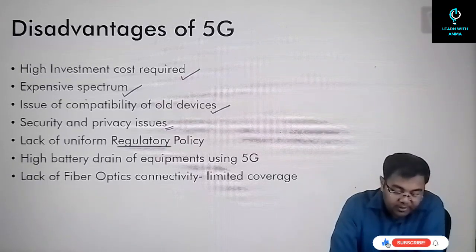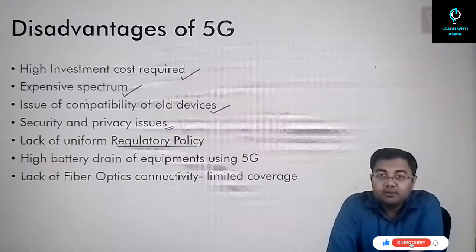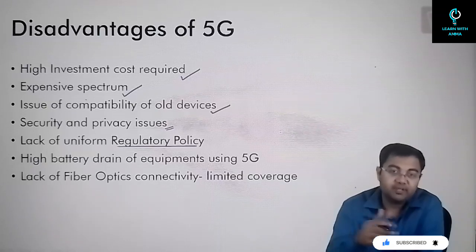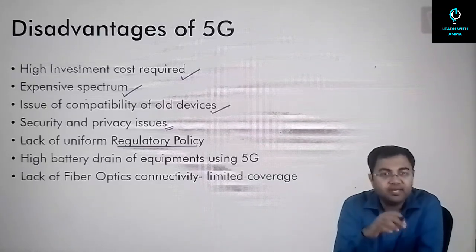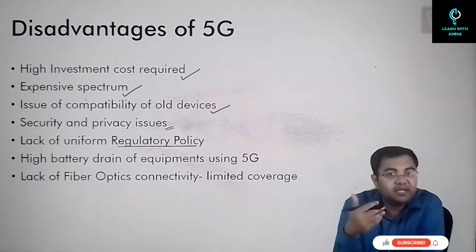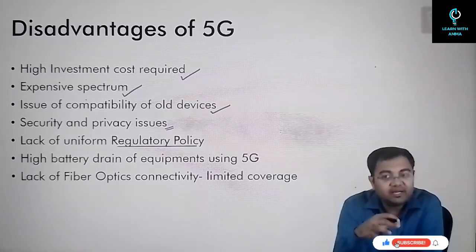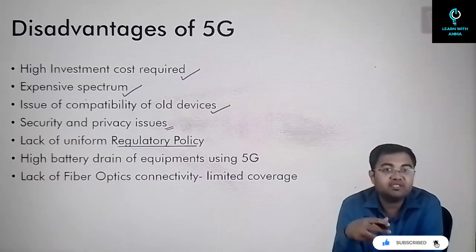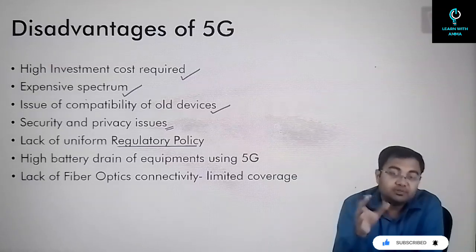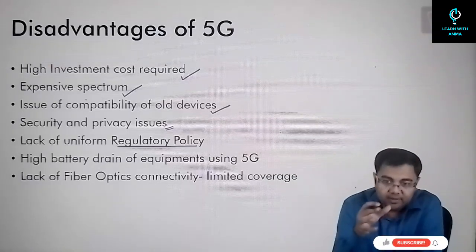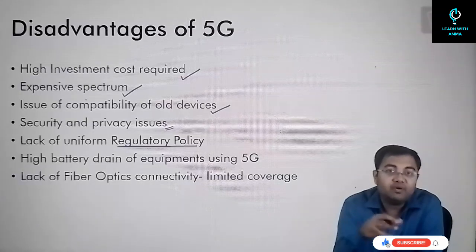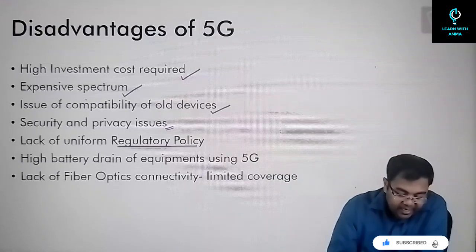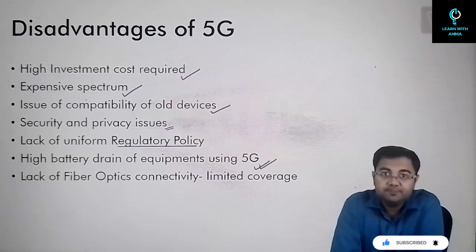Then lack of uniform regulatory policy. In various countries today, we see that 5G is coming at its own pace. For example, countries like USA and South Korea became the first countries to start adopting 5G technology. But apart from that, other countries have taken some time. So one by one, we are looking at different countries starting to adopt 5G technology. So that also becomes one of the hindrances. Regulatory policies will also come one by one in different countries, and then perhaps that will also cause a big problem. Then high battery drain of equipments using 5G.